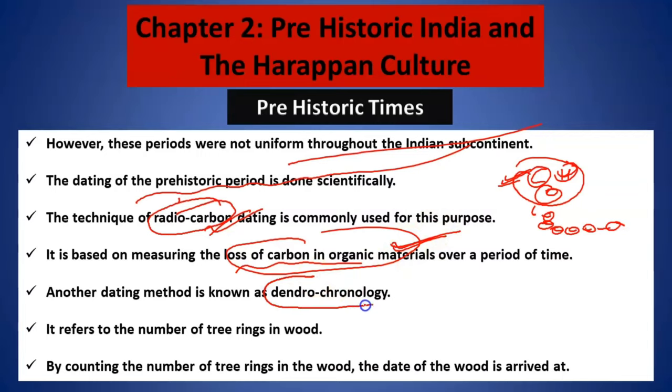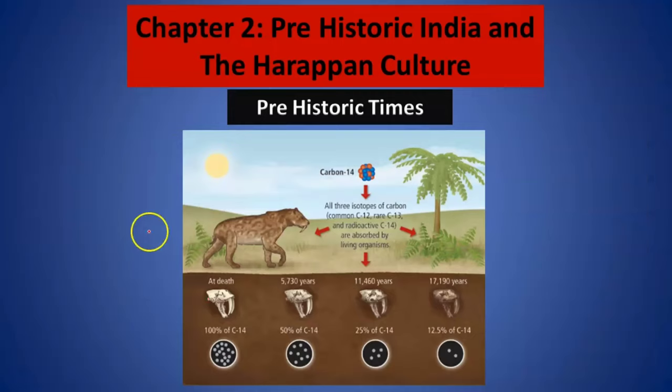Another such dating method is dendrochronology. This refers to the number of tree rings. Let us have a look at them one by one. Now, this is an example of radiocarbon dating. If you look at this animal, let's say at the time of death, this animal will have 100% of its carbon-14 element in it, the isotope of this. All right.